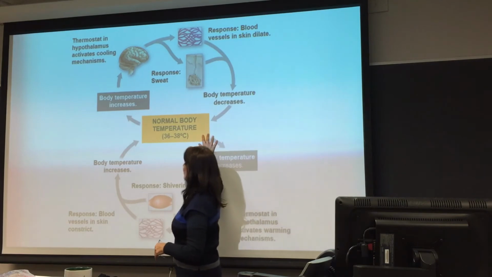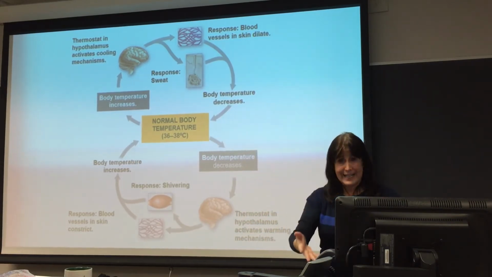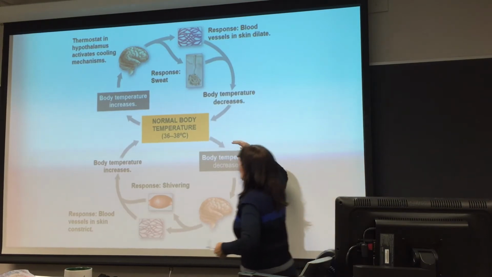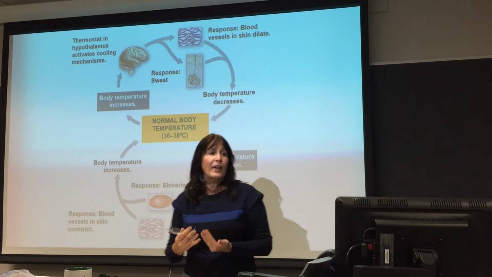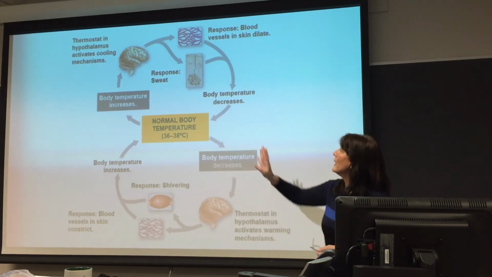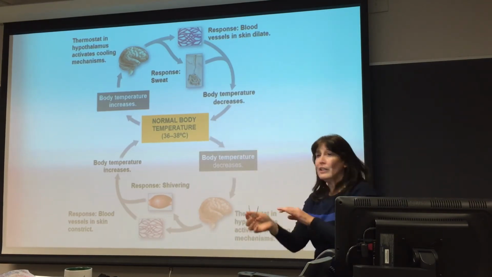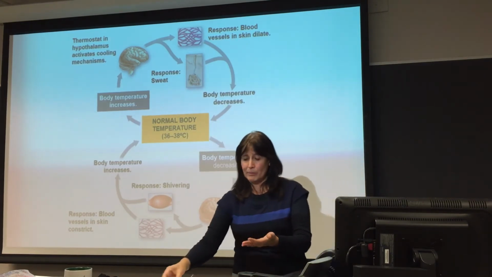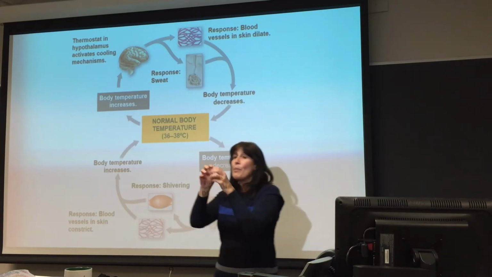And so here's your normal body temperature. So it's 36 degrees centigrade or 98.6 degrees Fahrenheit. When the temperature increases, there's a lot of feedback systems that are going to allow the body to cool down. We get these responses through the brain. We get the dilation of our blood vessels. So the blood vessels, what we call the superficial blood vessels, open up.